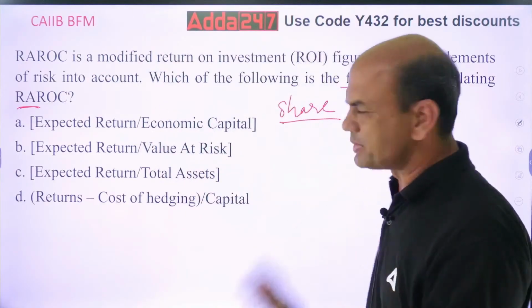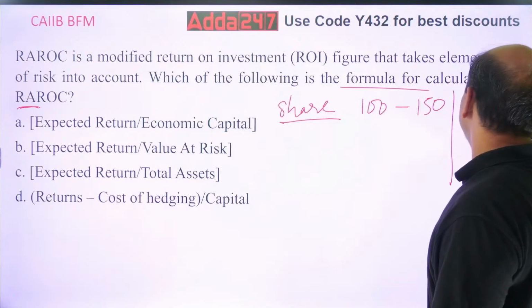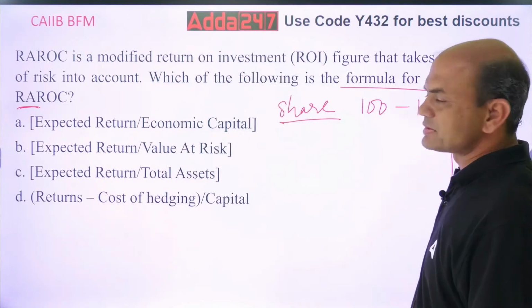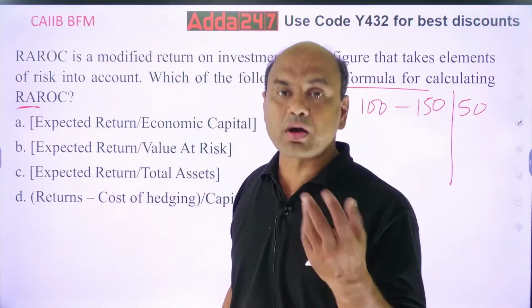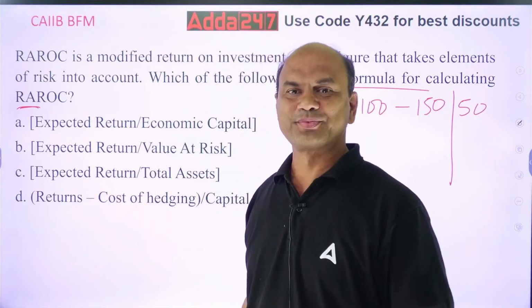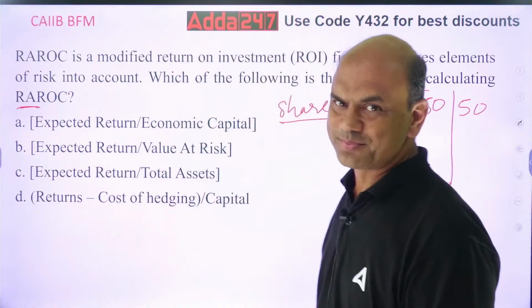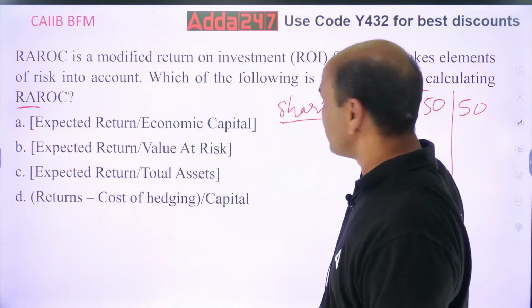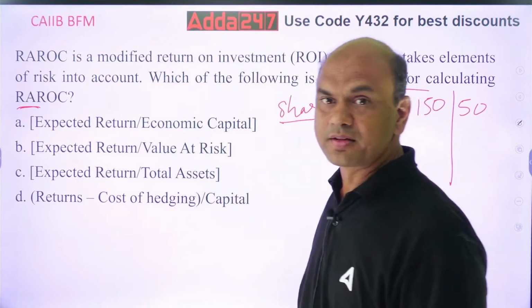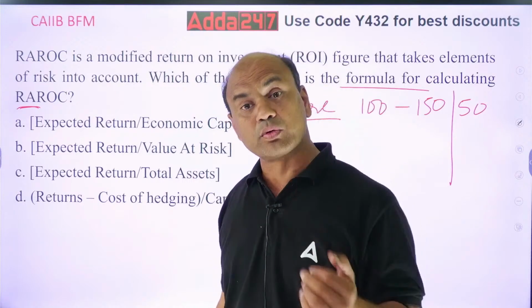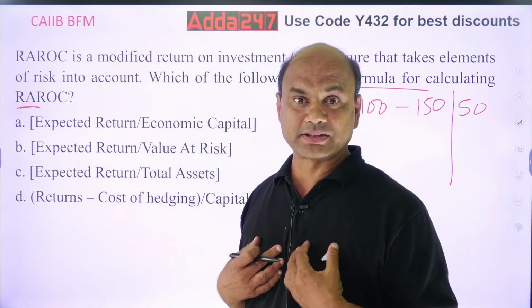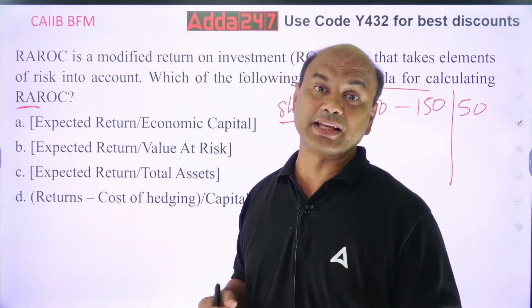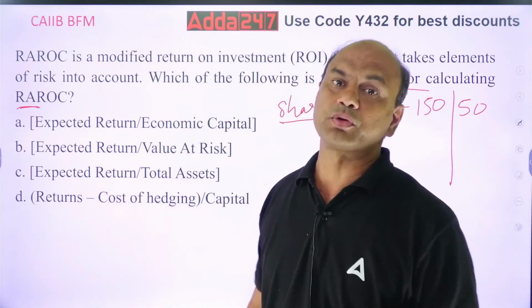So that is 50 rupees. Here I am getting 50 rupees. So this is my ROC, return on capital. But what do I want? RAROC, risk adjusted. So what is risk adjustment now? See, I am afraid that this share, instead of going up, might go down also. So if I want to protect myself against this risk of going down, what will I do?